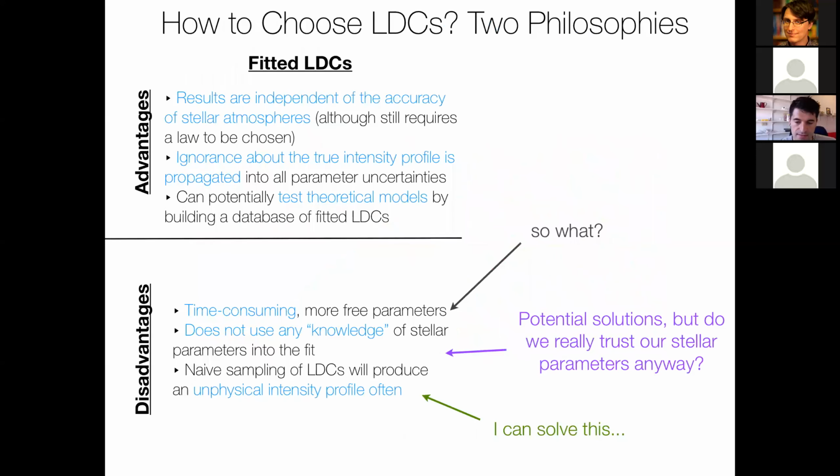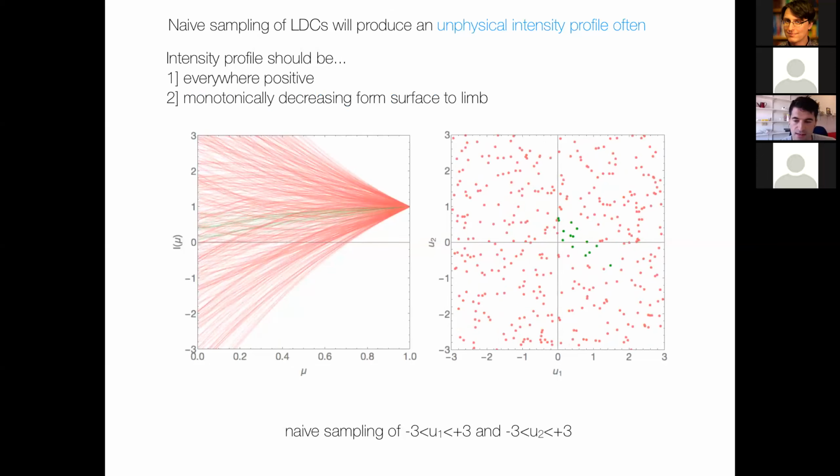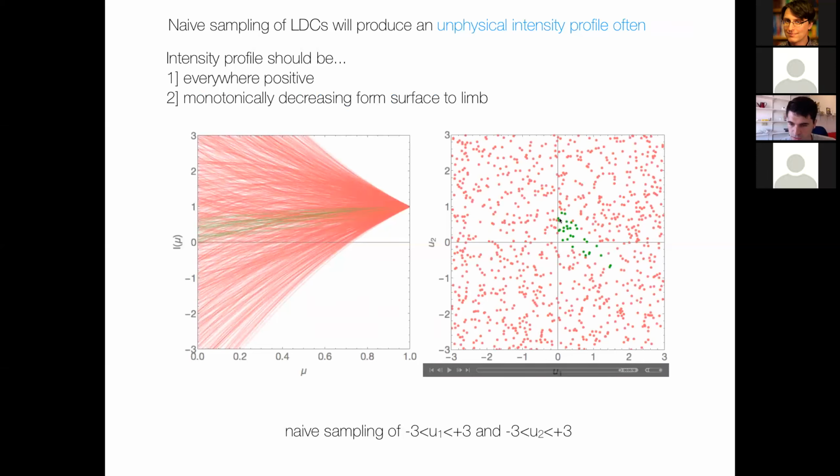And just to replay this simulation, this is just 1,000 random points that you're picking, and you can see that the vast majority of them are going to be completely unphysical. So you only really want points which are in the green region, which are the physical limb darkening coefficients. And you can see it looks like a triangle already. So you want to draw from that triangle.